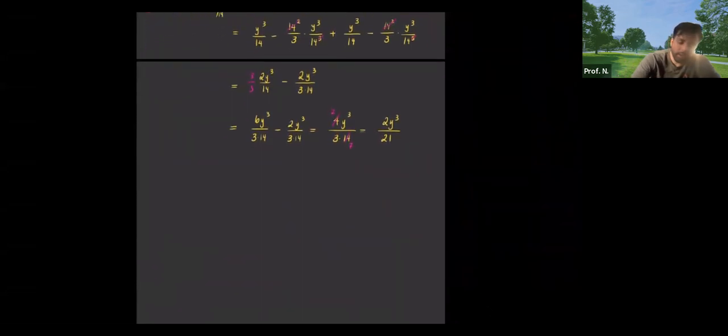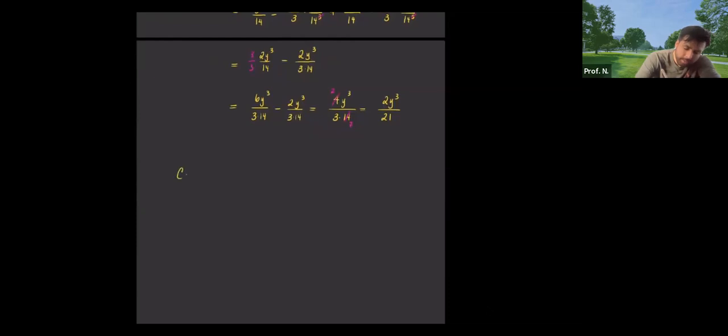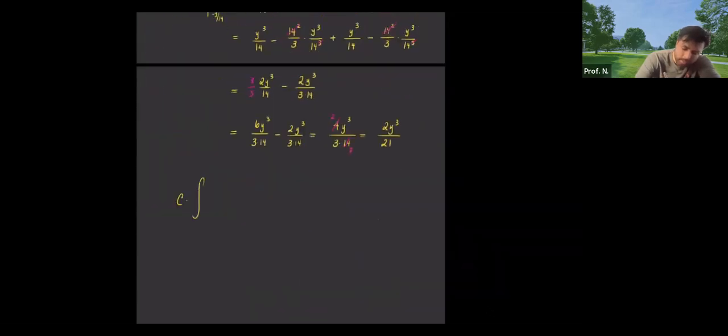No, we're all good. Okay, so this becomes c multiplied by the integral from 0 to infinity of e to the negative y times 2y cubed over 21 dy equals 1. So we can put the 2 over 21 outside of the integral. So this becomes 2c over 21 times the integral from 0 to infinity of y cubed e to the negative y dy equals 1.